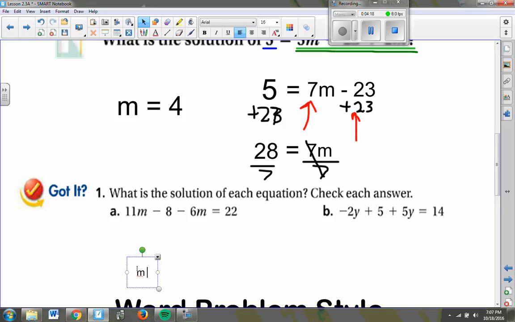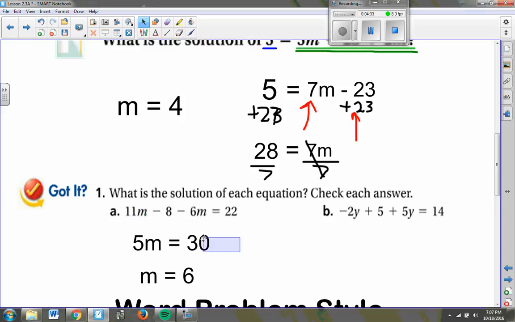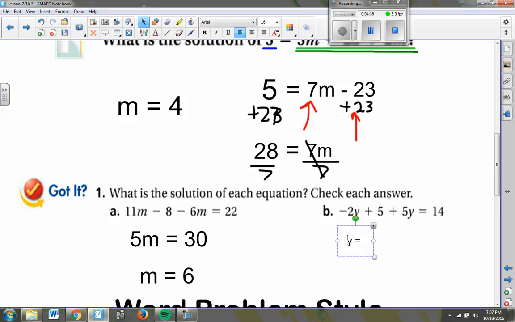Okay, in letter A, we should end up with m equals 6. Because we end up with 11m minus 6m's is 5m's. So 5m ends up equaling 30 when we add 8 on both sides. And so m equals 6 when we divide by 5. Over here, we end up with y equals 3. Should end up with y equals 3 there.